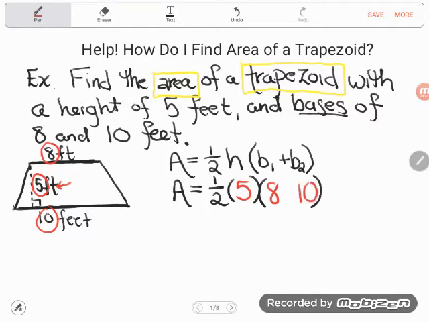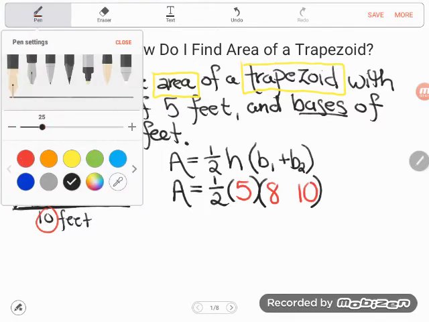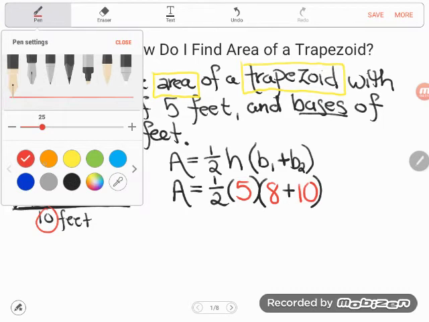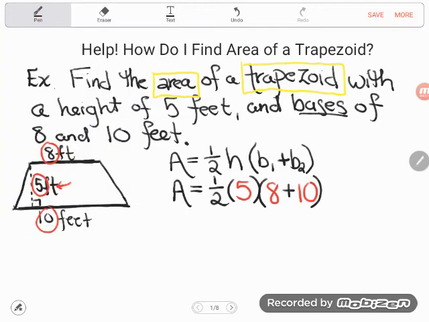It really doesn't matter which one you call base 1 and base 2. And then remember, those two bases are supposed to be adding. So my next line here, the substitution line, should look exactly like the line before. The only difference here is that I've traded out letters for known values. I've substituted.